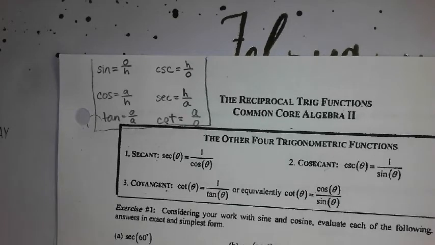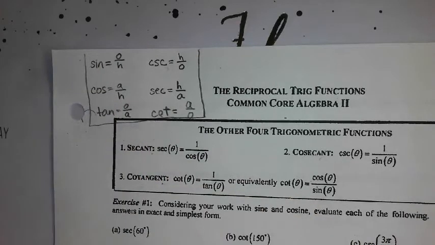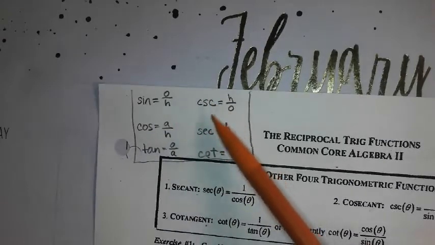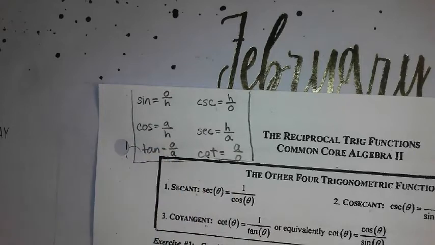So, does anyone see a way that they're going to remember which of these goes with which ones of these? Which one's the easiest to remember, I would say? The tangent. Tangent goes with cotangent, no question. Those are reciprocals of each other. How do you think you could keep these straight? To know that cosecant goes with sine and secant goes with cosine.